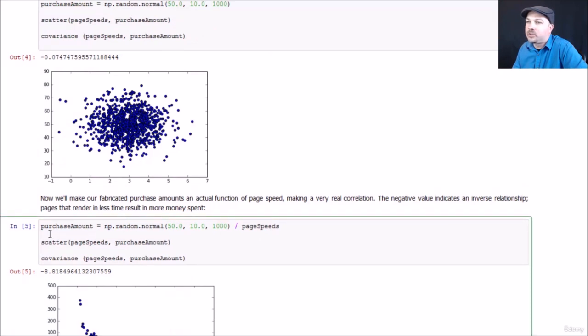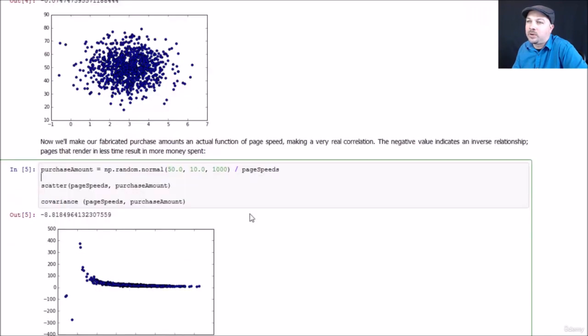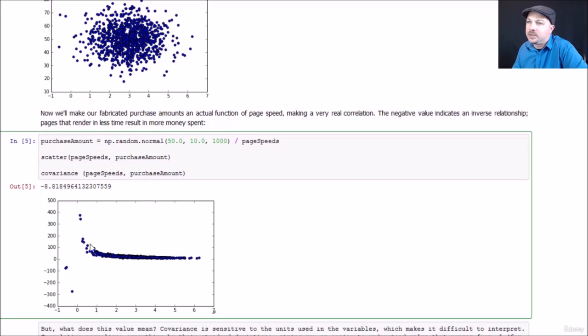Let's actually make the purchase amount a real function of page speed. So we are keeping things a little bit random here, but we are creating a real relationship between these two sets of values. So for a given user, there is a real relationship between the page speeds they encounter and the amount that they spend. And if we plot that out, we can see that there's actually this little curve here where things tend to be tightly aligned. Things get a little bit wonky down here near the bottom just because of how random things work out.